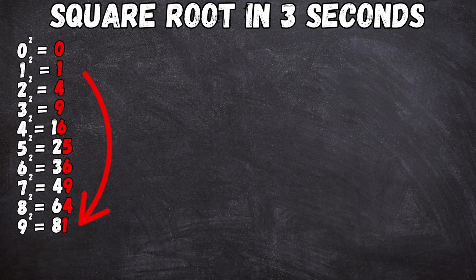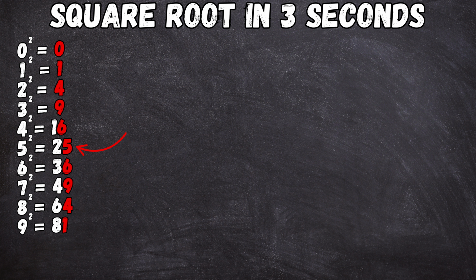Notice this pattern. 1 squared and 9 squared both end in 1. 2 squared and 8 squared both end in 4. 3 squared and 7 squared both end in 9. 4 squared and 6 squared both end in 6. 0 squared ends in 0 and 5 squared ends in 5. Those are unique and don't repeat with others. This is super important and will help us reverse engineer the square root from the last digit of a number.